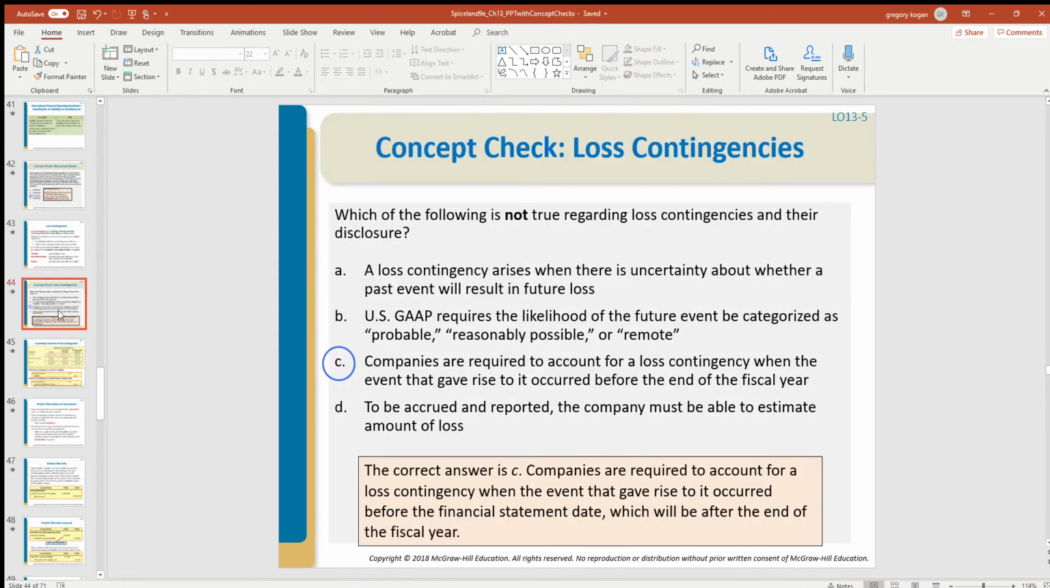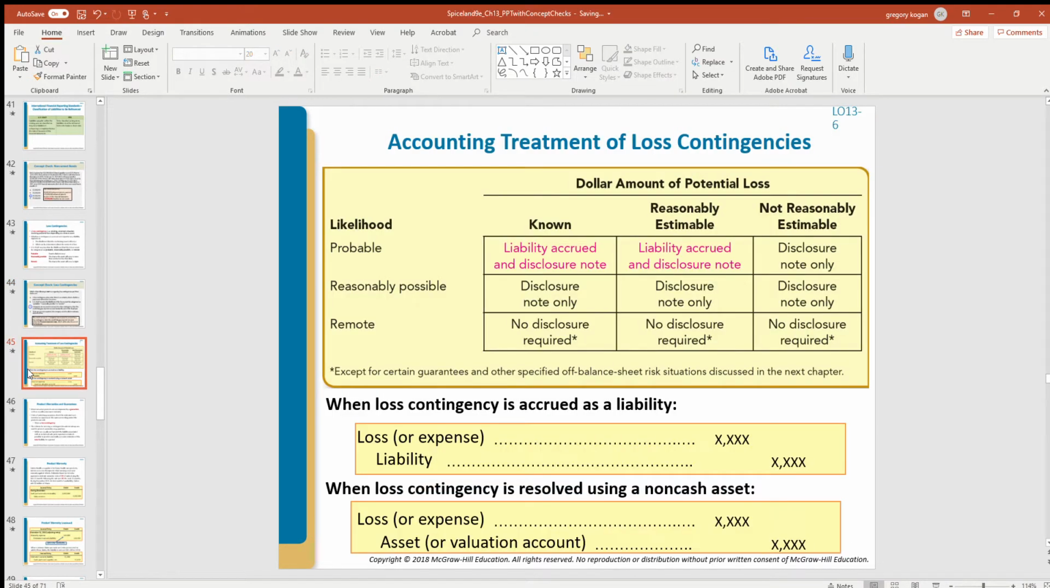So quick question before we move on: which of the following is not true regarding loss contingencies and their disclosure? Companies are required to account for a loss contingency when the event that gave rise to it occurred before the end of the year. So that's not true, because it's through the financial statement date, and that is the issue date after the audit is complete. Could be up to 6 months later or 4 months later. So they have to check all the way until the date of the financial statement if something had occurred, and they would still disclose it.